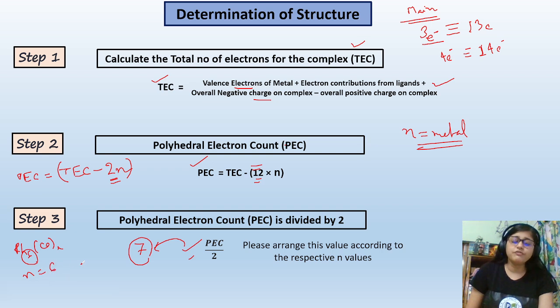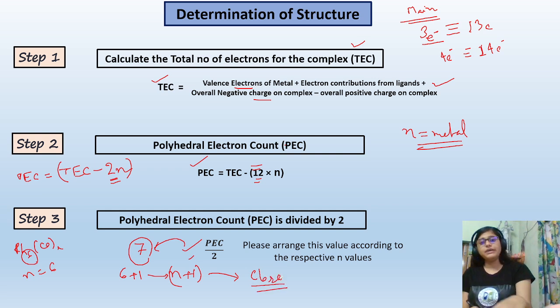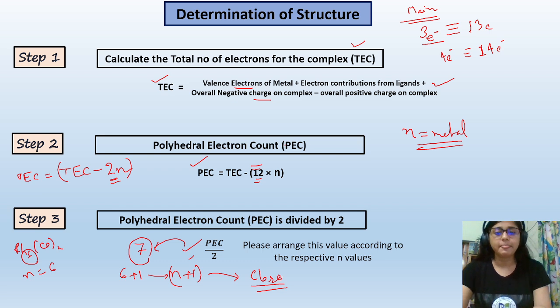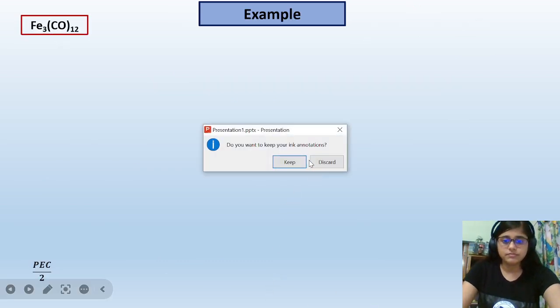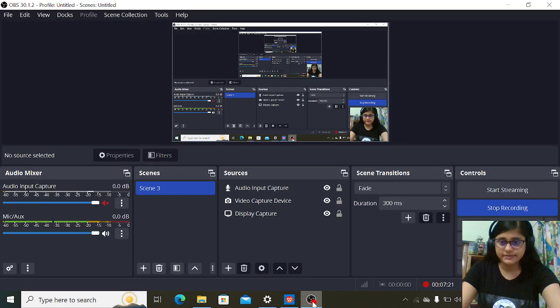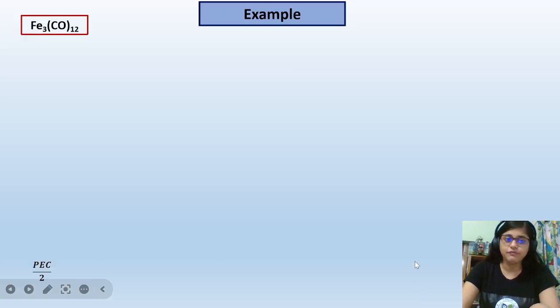So now if we want to arrange this 7 value with respect to n, what will it be? 6 plus 1 means n plus 1. So in this way we relate this n plus 1 with the table, we know it will be closer, right? So in this way we can determine the structure. Okay, fine. So now we will see one example.